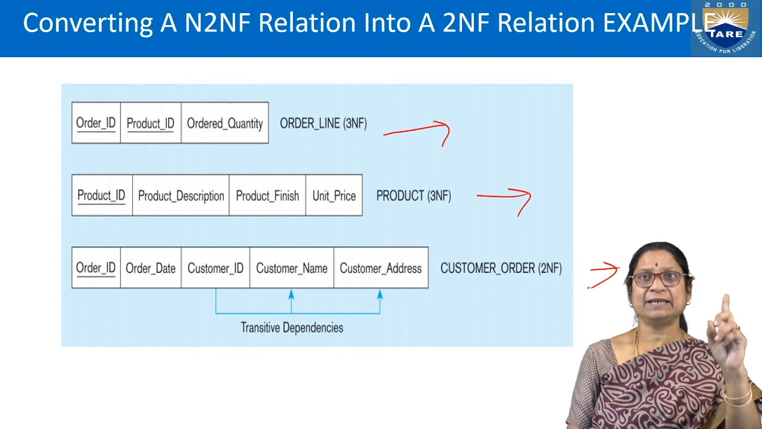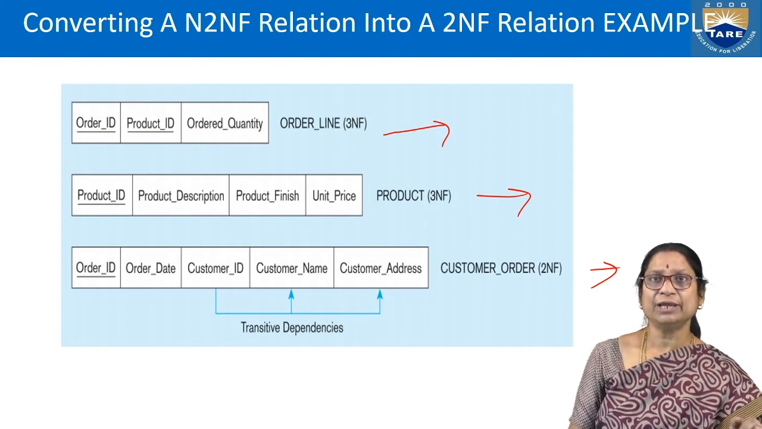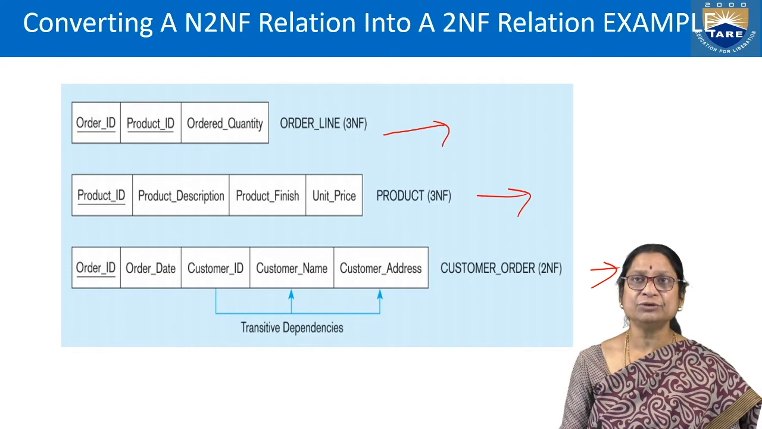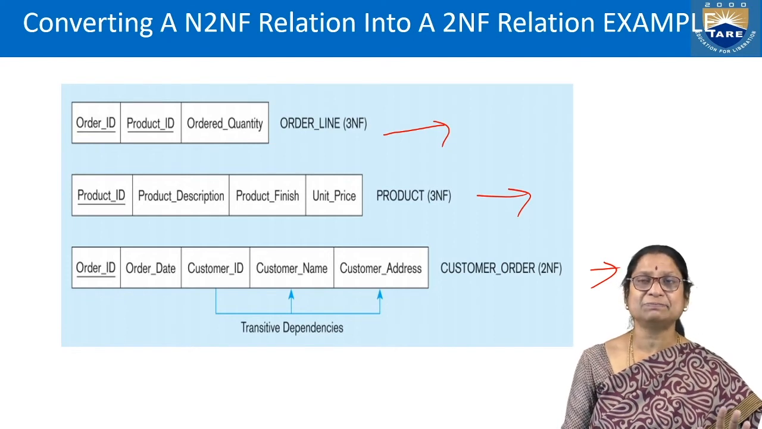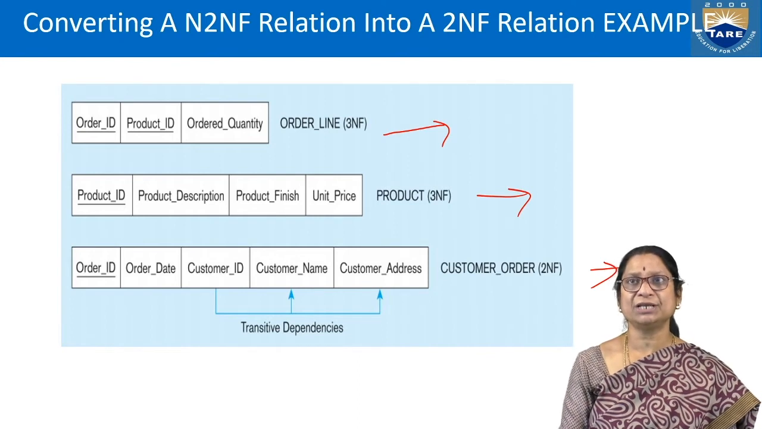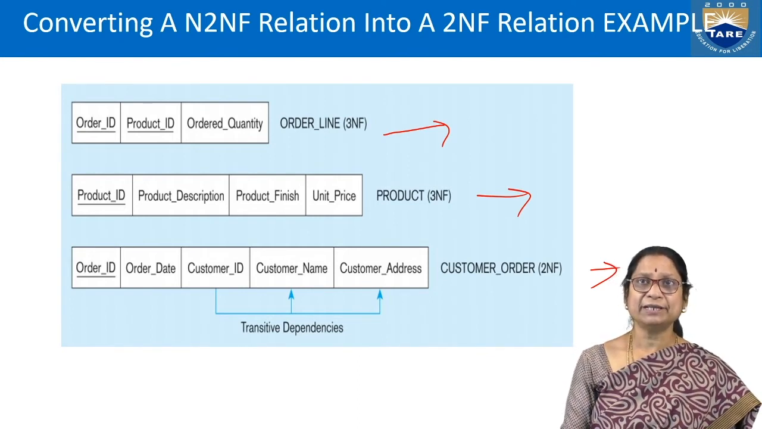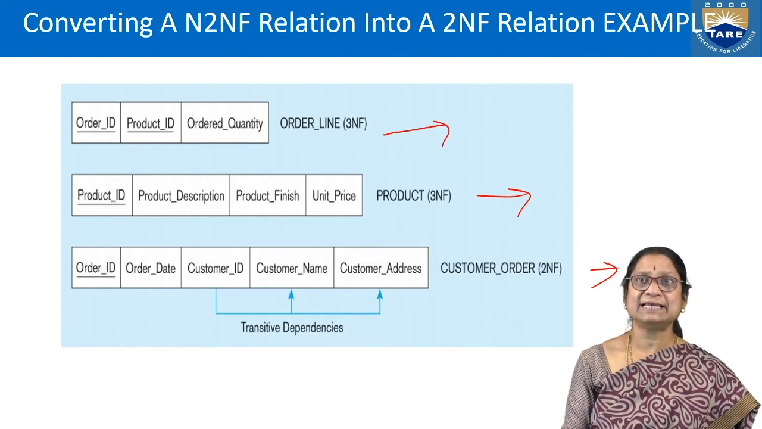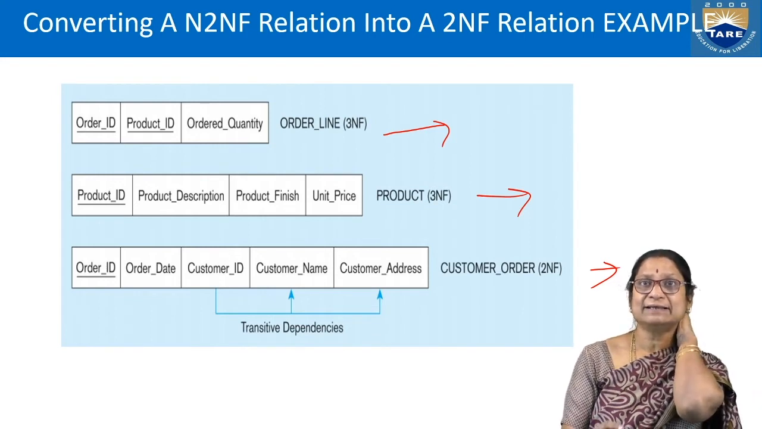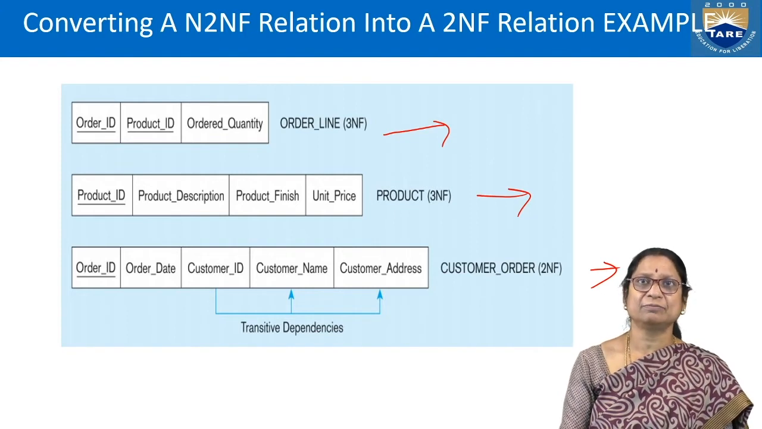The main first relation is the invoice relation. It is in 1NF. We convert it into 2NF by decomposing the relation into 3 subrelations. Already explained. Now these 3 subrelations we have to convert into 3NF. We have to check whether transitive dependencies exist or not. If they don't exist, it will be 3NF only.